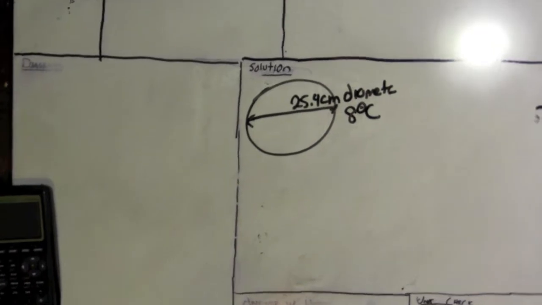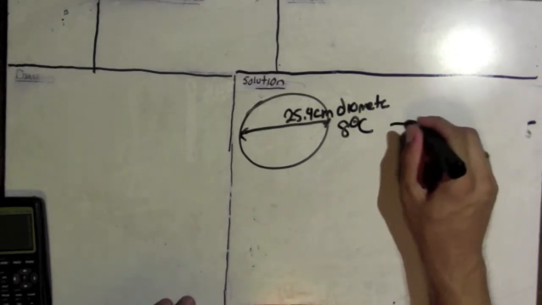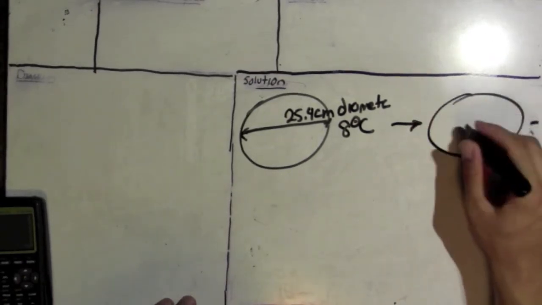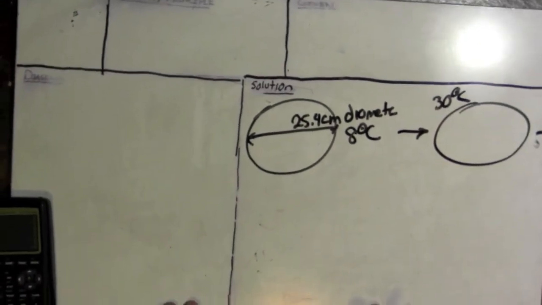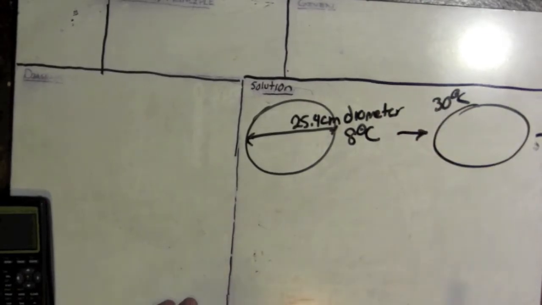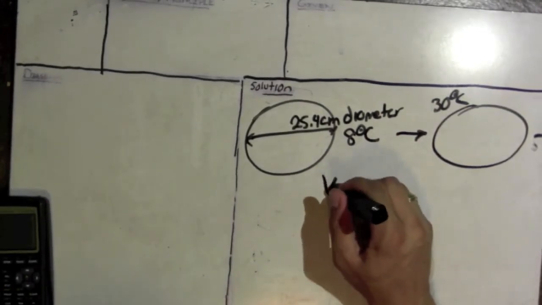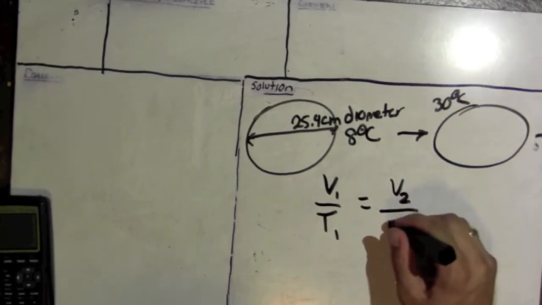And then it wants to know, okay, the next day, what's the size of the basketball going to be if the very next day, all of a sudden that basketball is at 30 degrees Celsius. So you had a warm front come in, and you want to know how this is going to affect your basketball. So let's take a look at this. We're looking at volume and temperature in this case. So V1 over T1 equals V2 over T2.